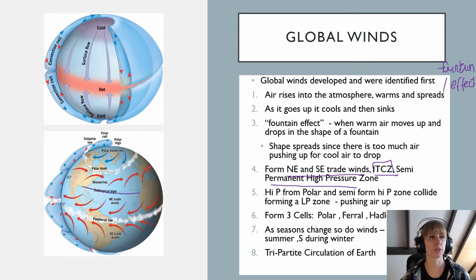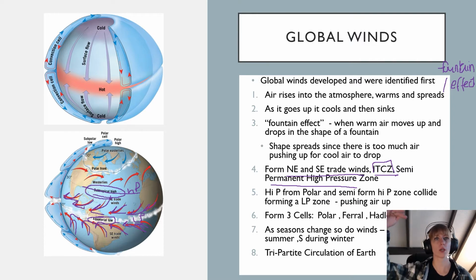Anyway, air traveling to the equator from the tropics or the subtropical area creates our trade winds. So here's our subtropical area. Here's our trade winds. Remember, they're deflected due to the Coriolis effect. These bring dry air down towards the equatorial line, which is where we have a natural low pressure system. Subtropical high is a natural high pressure system. Equatorial low is a natural low pressure system.